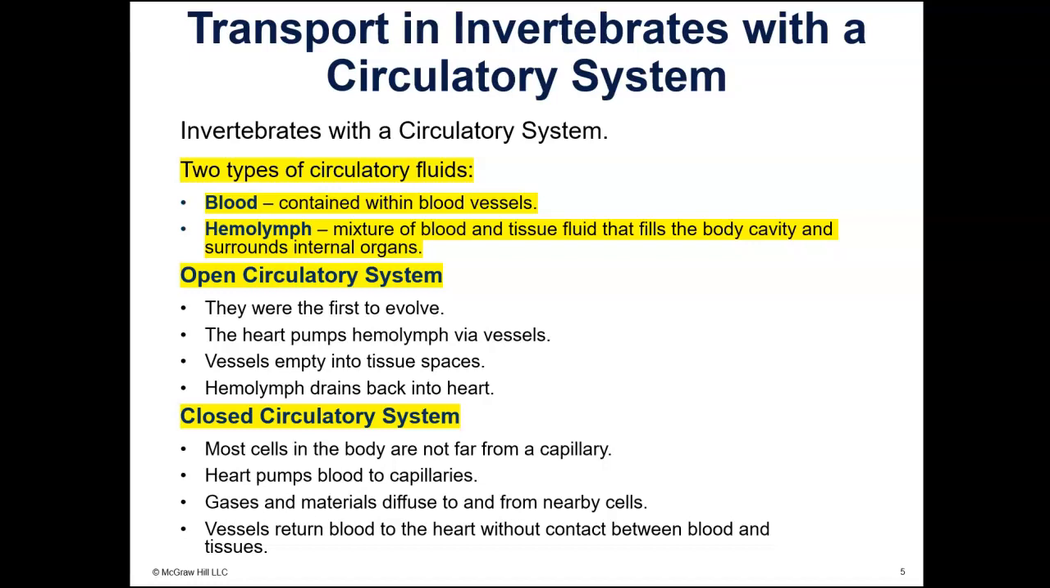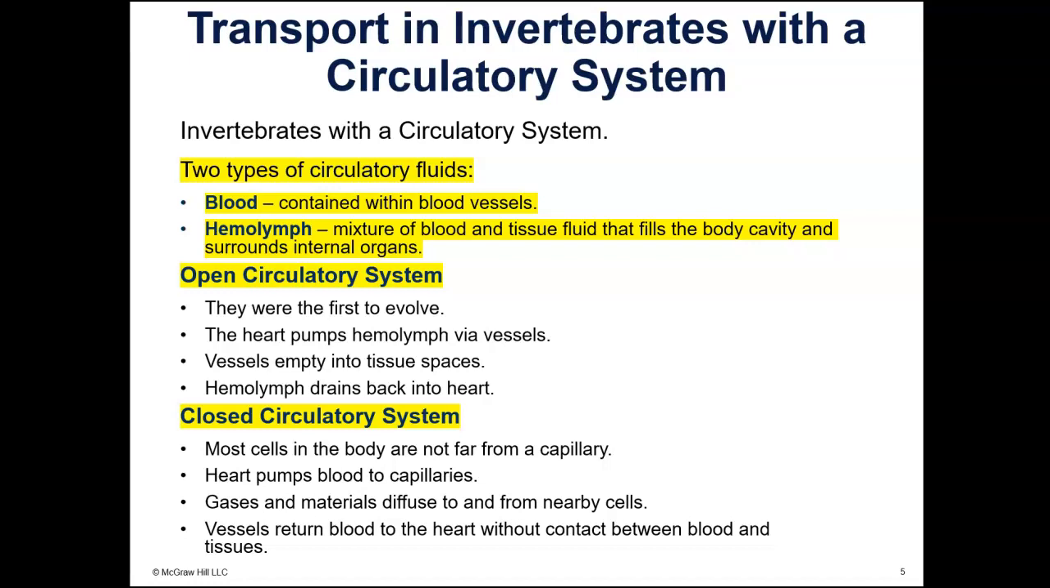So any animal that has blood, again, has a closed circulatory system. But some of the animals have open circulatory systems, some of the more primitive or simple animals. And their fluid is called hemolymph because it's a mixture of blood and tissue fluid. And what happens is that they have a heart and they have vessels, but the vessels open into an empty tissue space. And then that hemolymph will drain back into the heart.